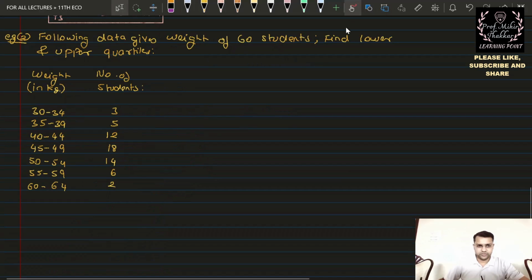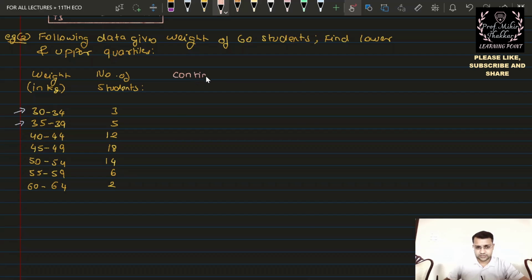So the next example for you guys that I have is the following: the data gives the weight of 60 students. You have to just find the lower and the upper quartile. But one thing that you have to be careful about over here is that the data that is given to you is not the continuous one. So the first thing that we will do is convert it into continuous data, and only then can we calculate our quartiles. So I have to make a column over here for the continuous classes.